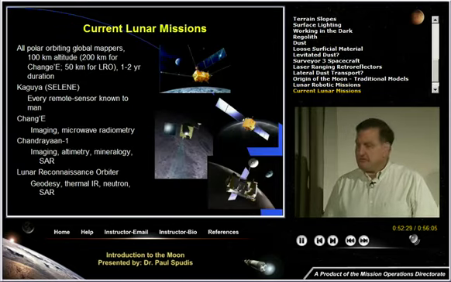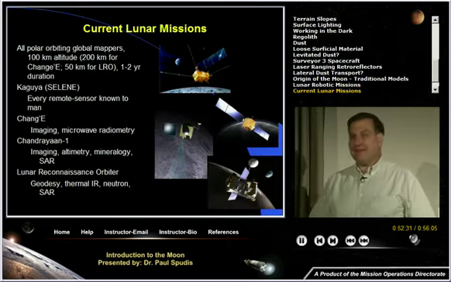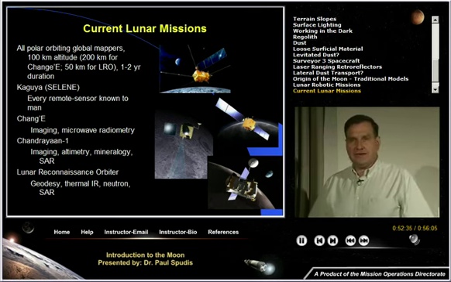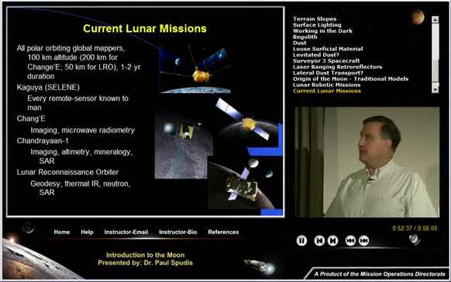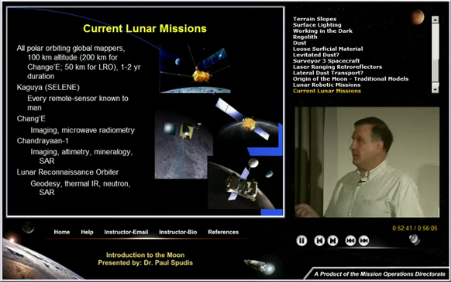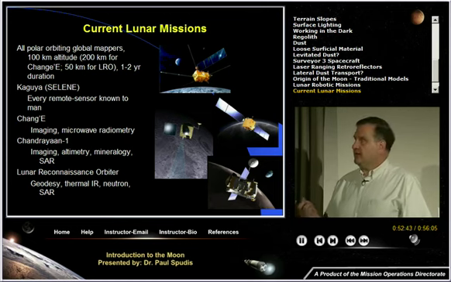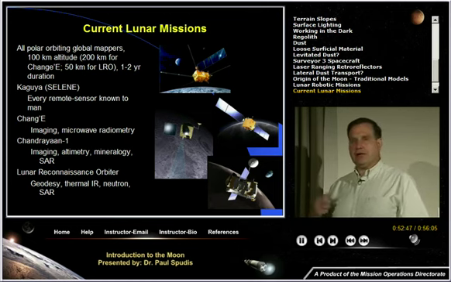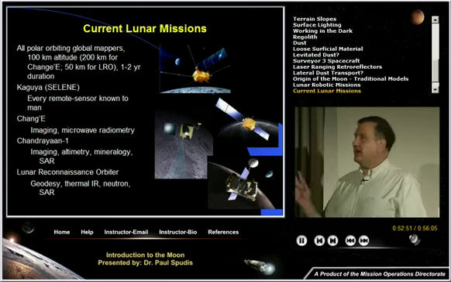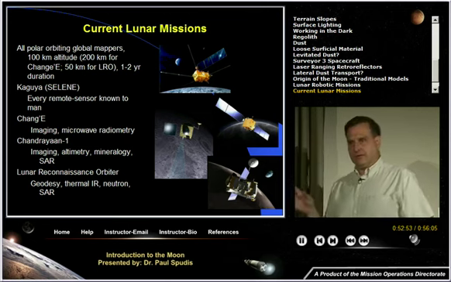Now, in addition to those missions that are in the can, if you will, we actually have 4 missions going to the moon in the next few years, 2 of which are already in orbit. Japan has the Selene or Kaguya mission, which is currently orbiting the moon. It has been since last fall. The Chinese have a mission they call Chang'e. Both of those missions are now orbiting the moon. Kaguya is in a polar orbit 100 kilometers high. Chang'e is in a polar orbit 200 kilometers high.